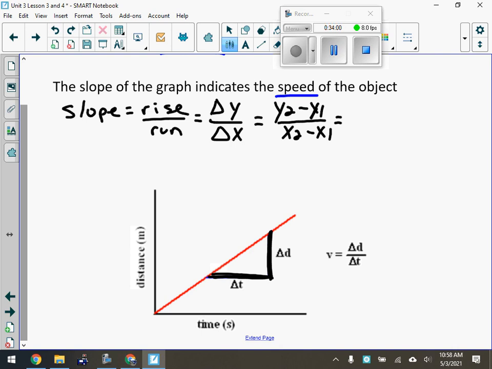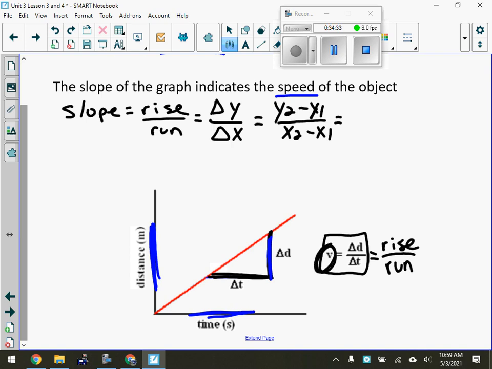It's okay if you haven't, because I don't know what you know and what you don't know from grade 9. Down here, you'll see our little speed formula, distance over time. Look, the change in the distance is right here, and this is the change in the time. So when we talk about the change in distance over the change in time, we're talking about the rise over the run. What happens when we divide the rise by the run? We get the speed.